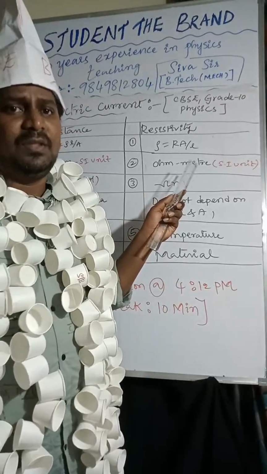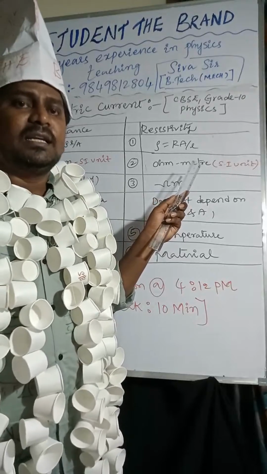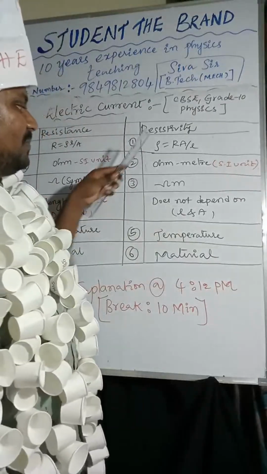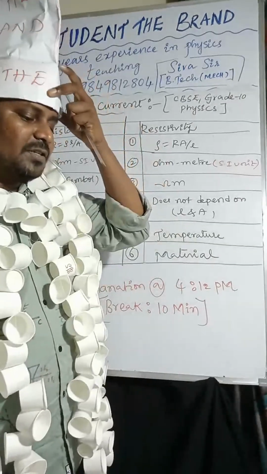So it is a property of the matter. Resistivity is a property of the matter. And resistance depends on temperature. Resistivity also depends on temperature.